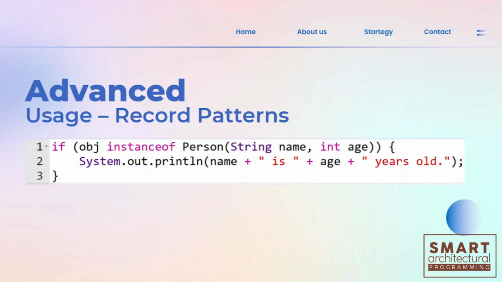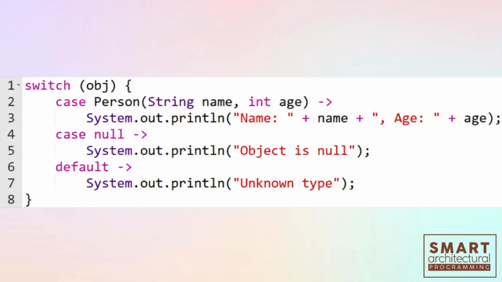Record patterns are especially useful in switch statements or when working with sealed classes, making your code more readable and type safe. As you can see in the code here, that's what we're doing. We're showing how useful they are in switch statements and when working with classes that are sealed.